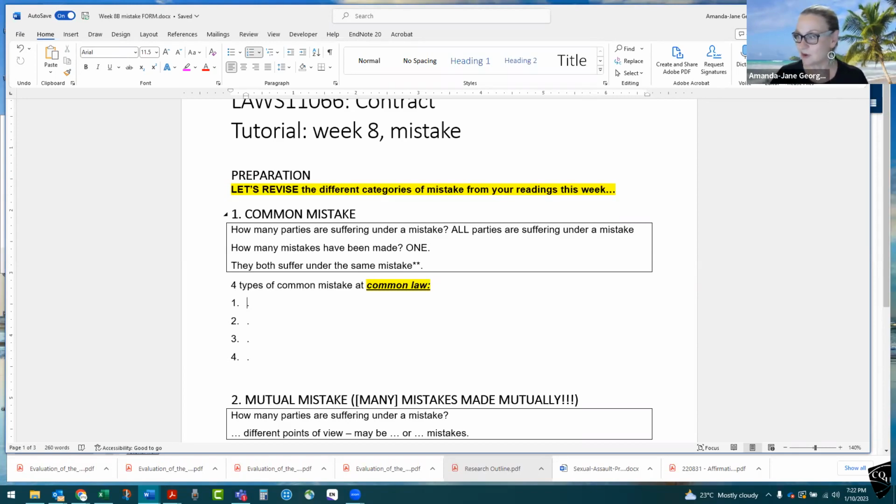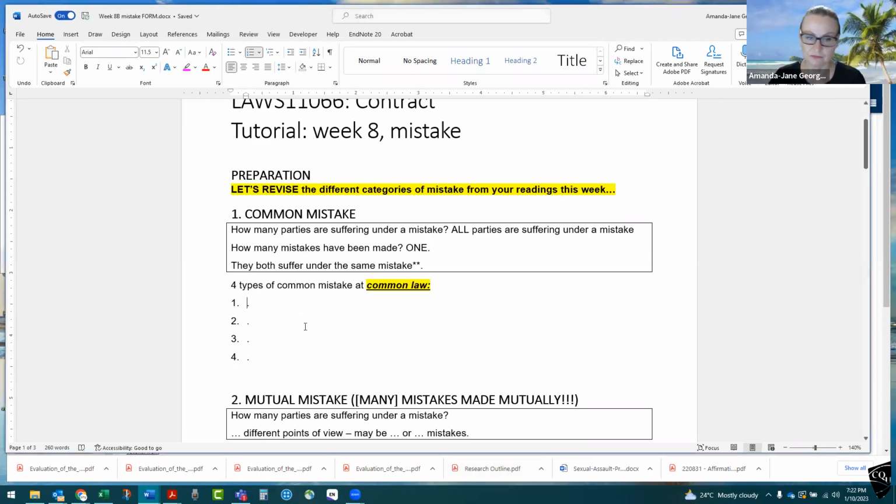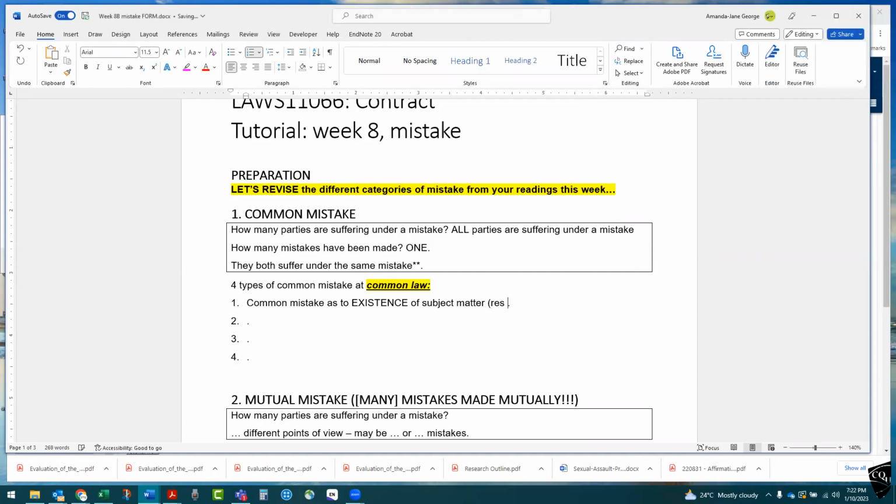Okay, 4 types of common mistake. Some lovely little Latin phrases again here, folks. So common mistake as to existence of subject matter. Anyone? 10 bonus brownie points if you can get the Latin name for this. Res extincta? That's it. 10 brownie points. Res extincta.